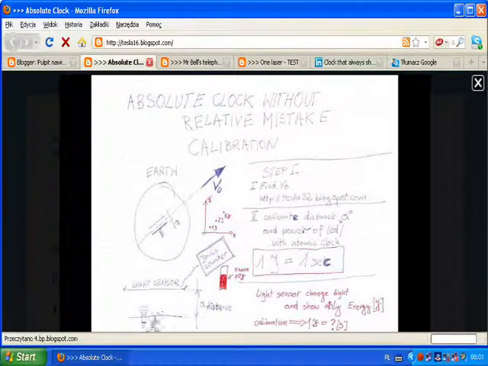Distance A and LED power you can calibrate. For example, 1 joule equals 1 second. Okay.